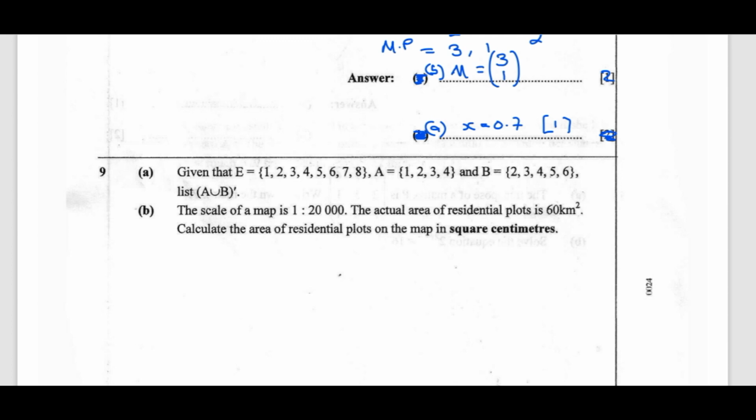Okay, so we've moved to question 9. Given that E is the universal set, the elements that we have are 1, 2, 3, 4, 5, 6, 7, 8. And then we have set A, a subset of the universal set, with 1, 2, 3, and 4. And then B, we have 2, 3, 4, 5, 6. So list A union B complement.